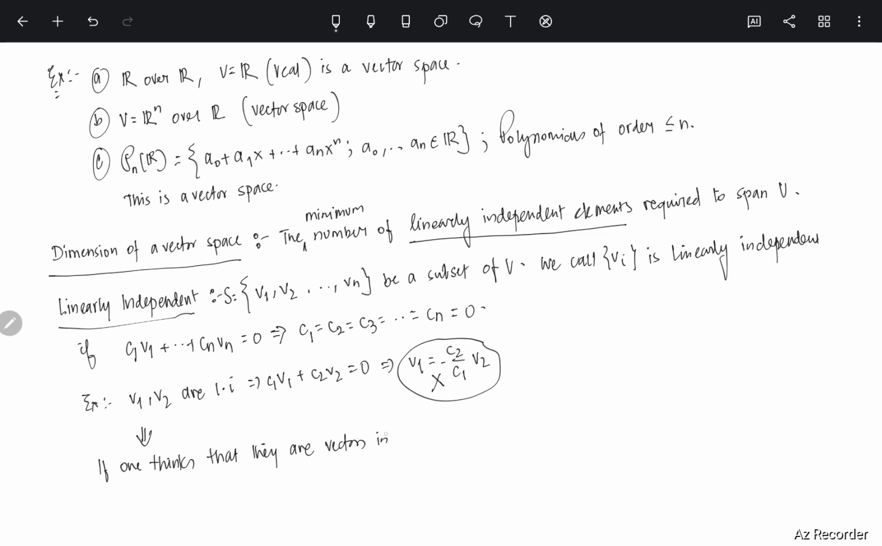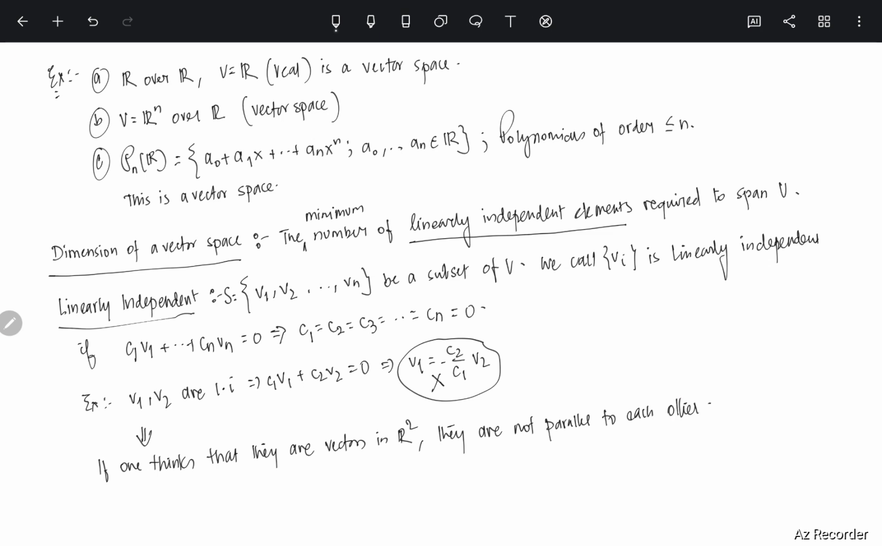Vectors in R2, let's say. So V1 and V2 are vectors in R2. V1 is not a scalar multiple of V2. It means that they are not parallel to each other, right?